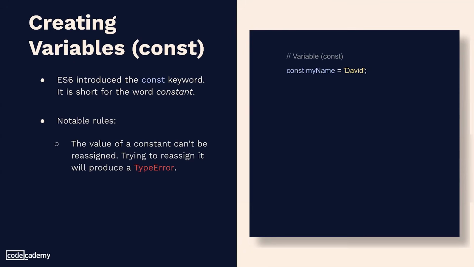The first rule to be aware of is that the value of a constant can't be reassigned. This means that once we assign it a value, we cannot change it at any later point in our program. Attempting to do so will result in a specific error called a type error. Take a look at an example on the right depicting this. We have the const myname with the string value of David, and then we try to reassign it to Nick. What would happen is we get a type error that specifies assignment to constant variable.